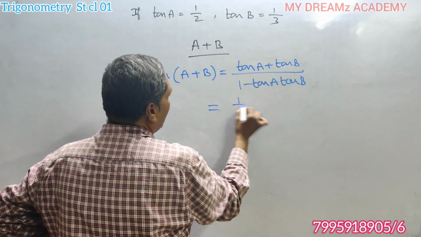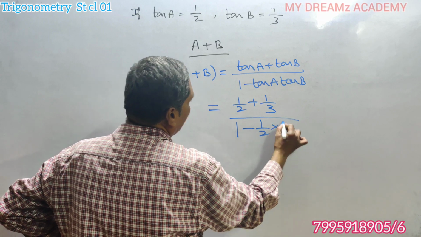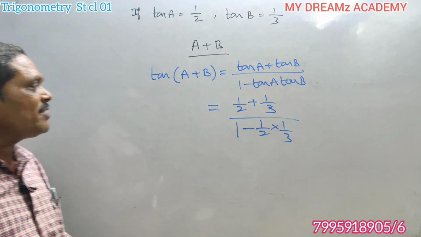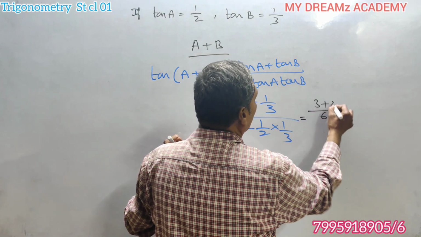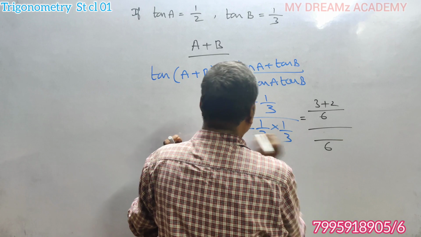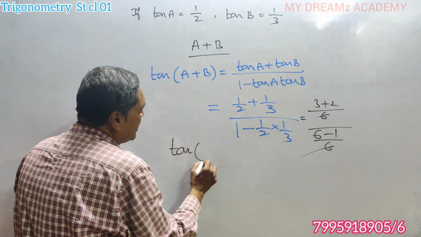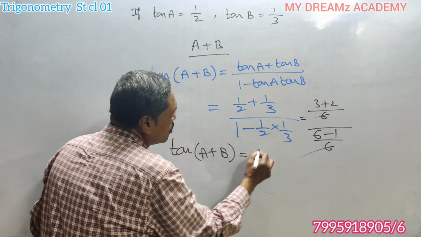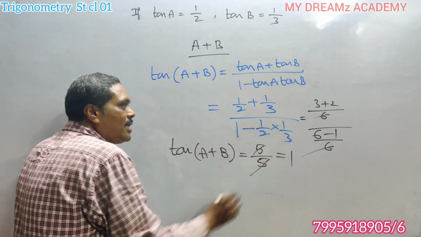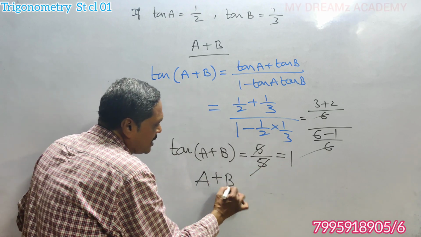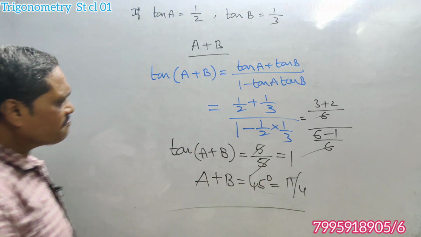Tan A is 1 by 2, tan B is 1 by 3, so 1 minus 1 by 2 into 1 by 3. On simplification, what is the LCM here? 6. 3 plus 2. Denominator also 6 LCM, 6 into 1 minus 1 into 1. 6 cancels. Tan of A plus B is equal to 5 by 5, which is 1. When will you get 1 in tan? 45 degrees. A plus B is equal to 45 or pi by 4.